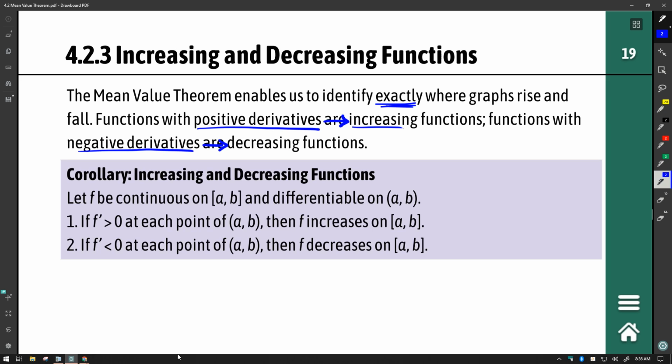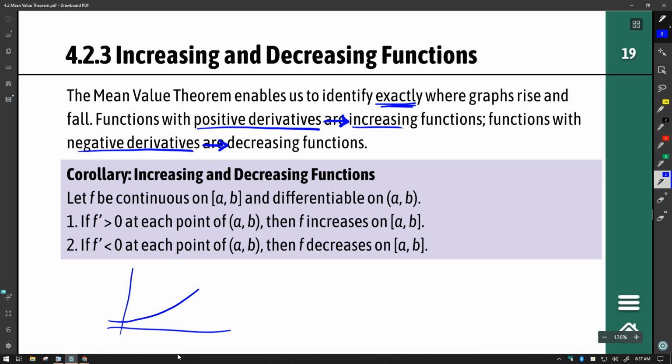Here it is more formally. Let f be a continuous function on a closed interval a to b and differentiable on the open interval a to b. 1. If f prime is positive at every point in the interval, then f increases. And if f prime is negative at each point in that interval, then f decreases. Let's look at that graphically one more time.